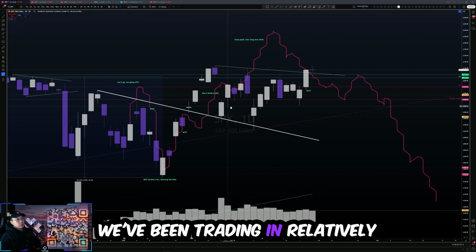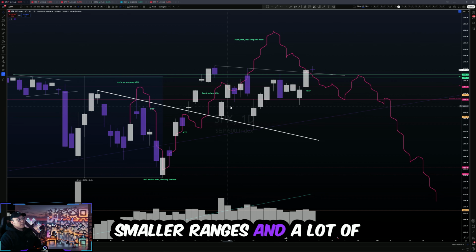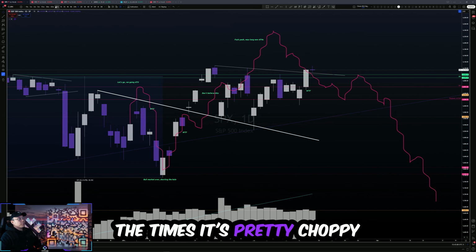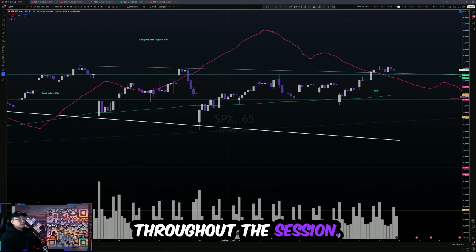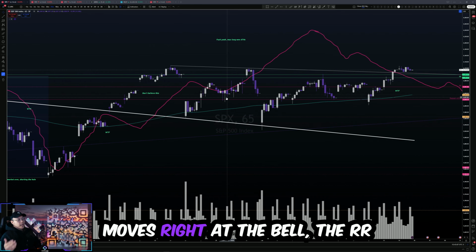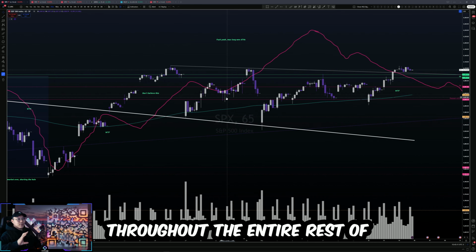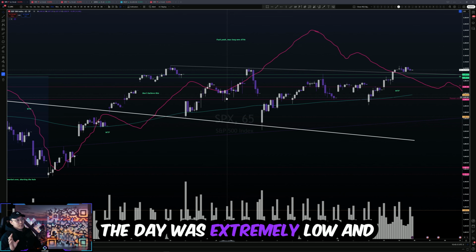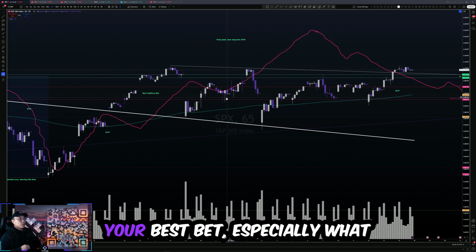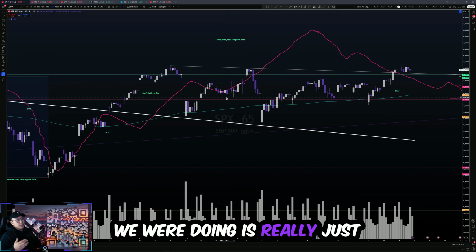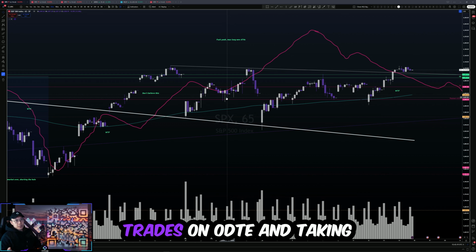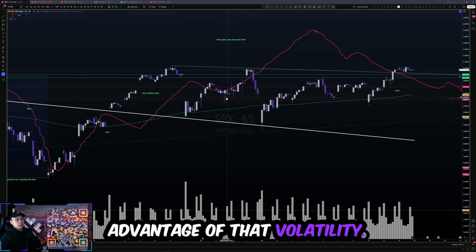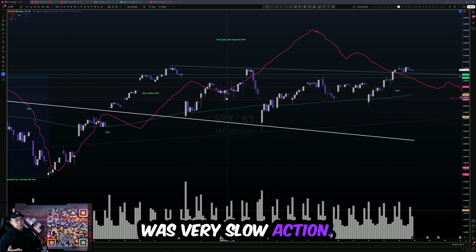We've been trading in relatively smaller ranges, and a lot of the times it's pretty choppy throughout the session. So unless you were catching moves right at the bell, the RR throughout the entire rest of the day was extremely low. And your best bet, especially what we were doing, is really just trying to catch late afternoon trades on 0DTE and taking advantage of that volatility. But aside from that, it was very slow action.